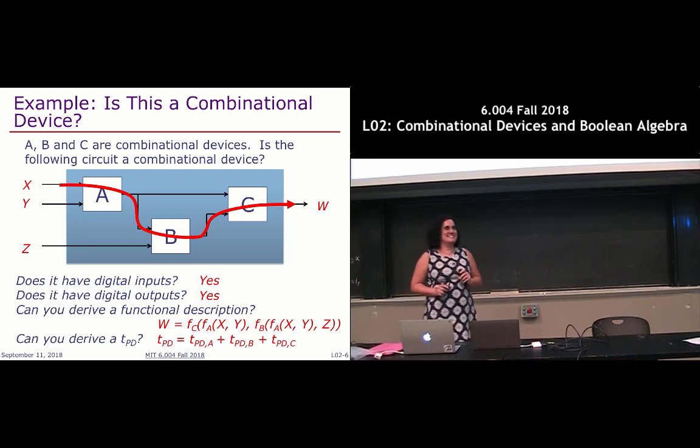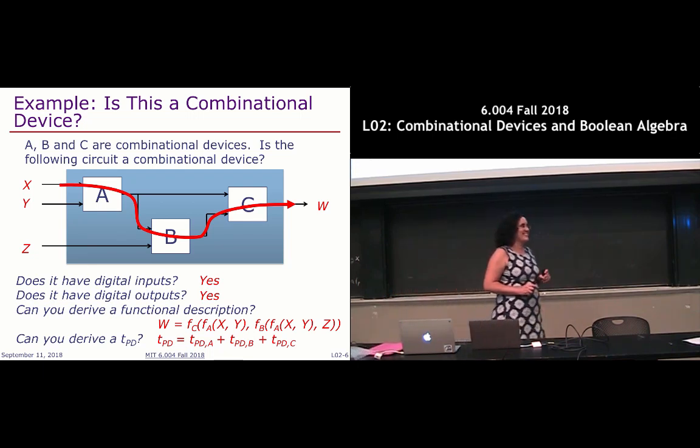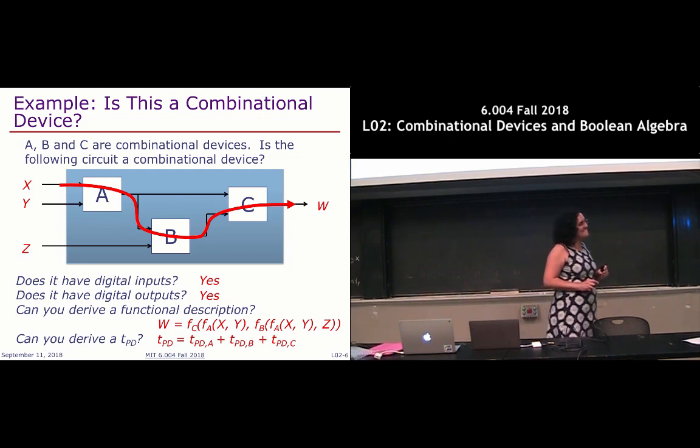Okay? Any other questions? Yes? You mentioned an input to the combinational device. I'm just wondering what the significance of 2 arrows as inputs here is.